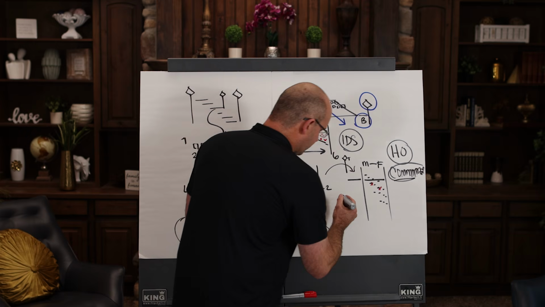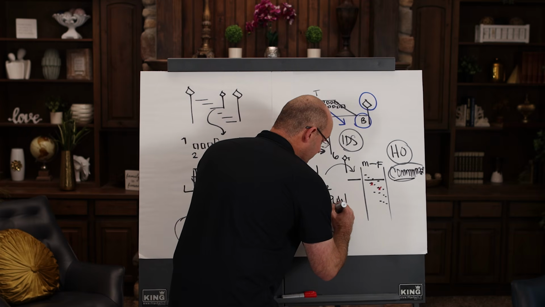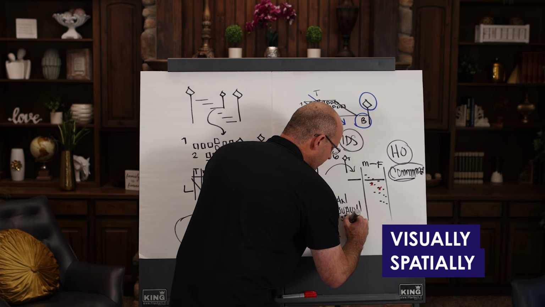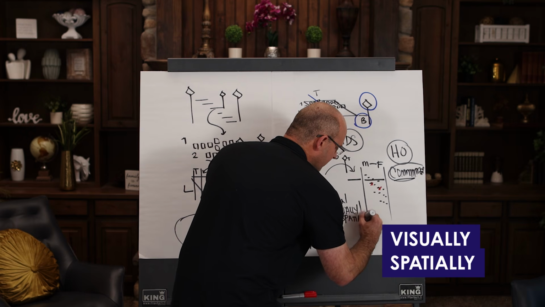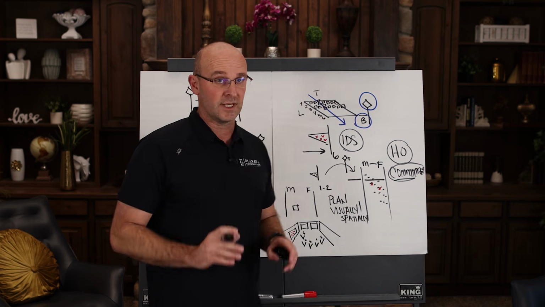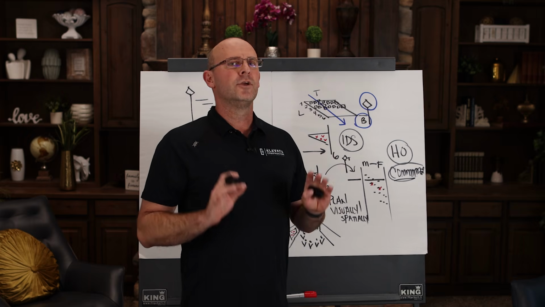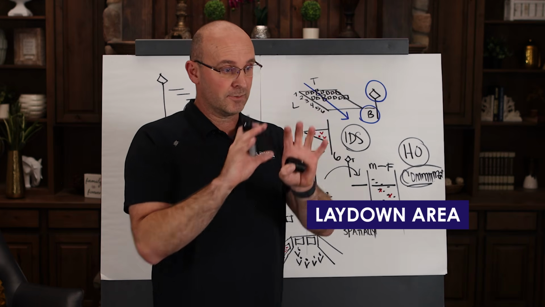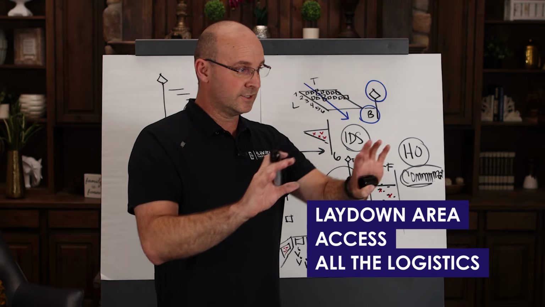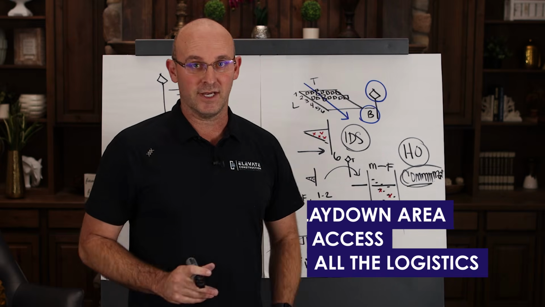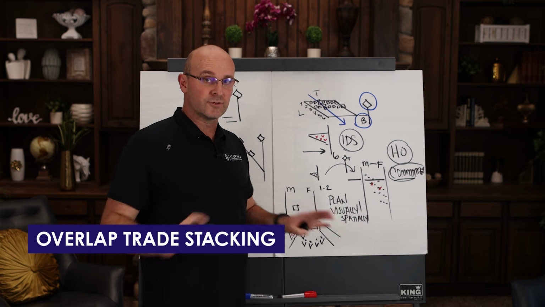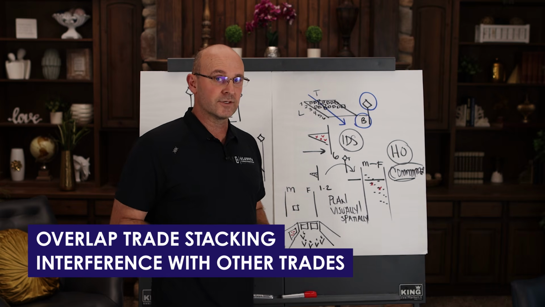But you are going to go through the plan. You are going to understand it visually, and I'm going to say spatially. Okay? That means you're not just going to look on your visual maps and say, we're right here building this wall. You're going to look at it and say that trade partner is building this wall, plus the laydown area, plus the access, plus all the logistics. This is our impact on the site. And make sure that activity to activity, there's no overlap, trade stacking, or interference with other trades.